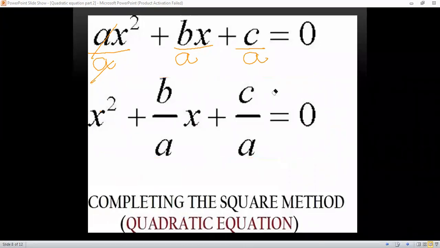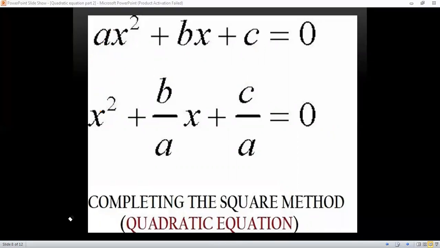I'm going to take a similar example and I will apply the completing square method to that equation.